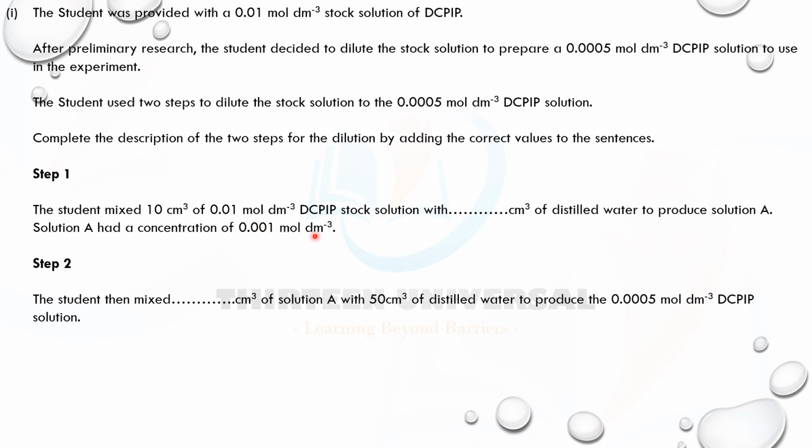0.001 mole per dm cube. So try to fix this, fry this fish. I'm hungry, okay? Fry this fish, guys. Now look at the second fish to fry.